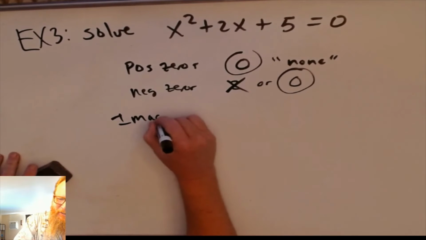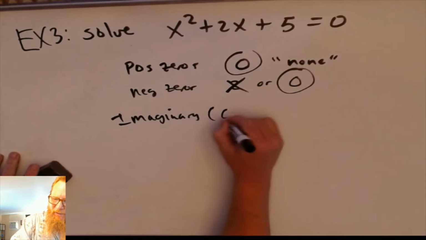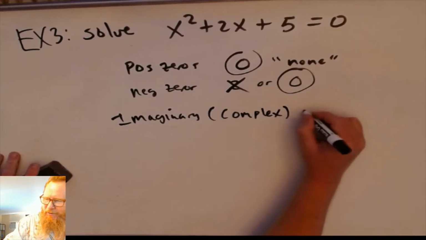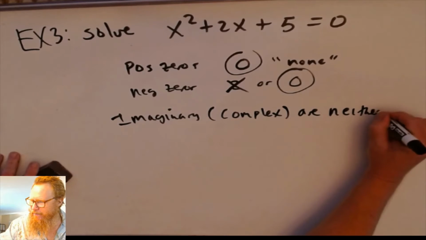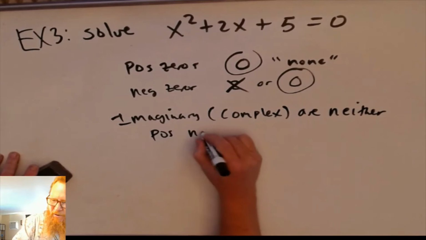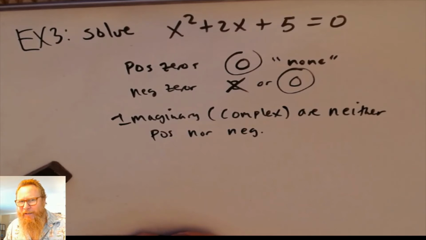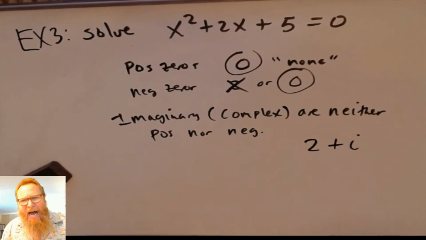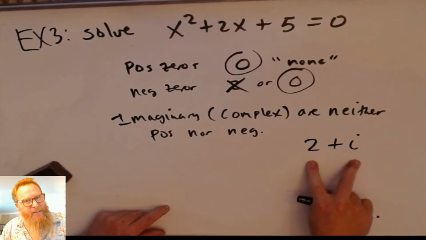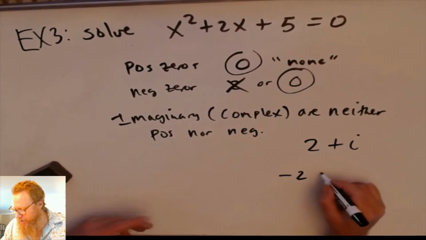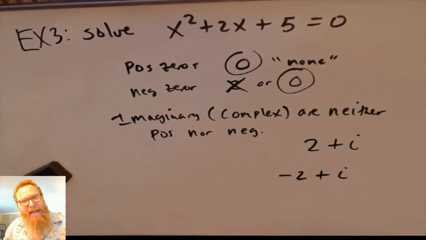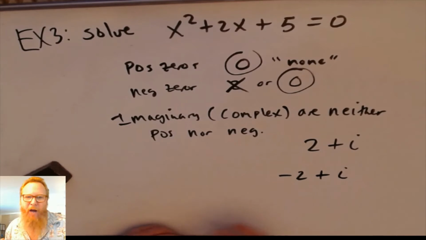Imaginary numbers, also known as complex numbers, are neither positive nor negative, which is not intuitive, because when you say 2 plus i, that looks positive to me. Negative 2 plus i, that looks negative to me, but they're not.